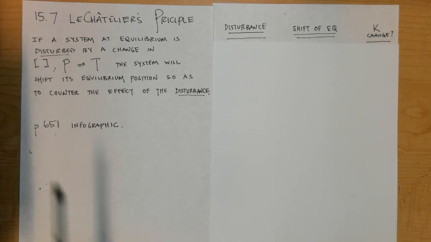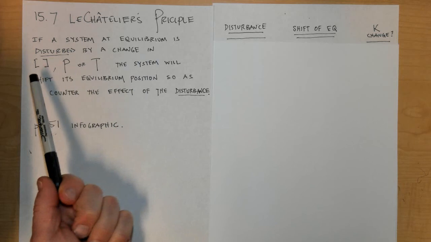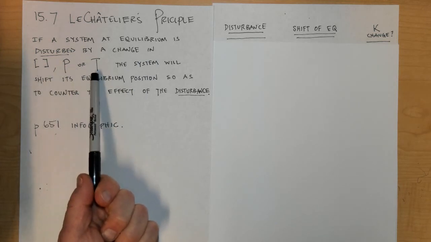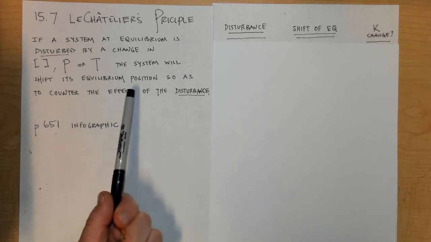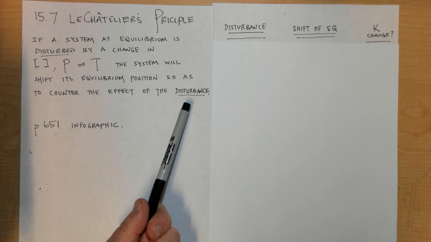Le Chatelier's principle simply says that if a system is at equilibrium and it is disturbed by a change in concentration, pressure, or temperature, the system will shift its equilibrium position so as to counter the effect of the disturbance.